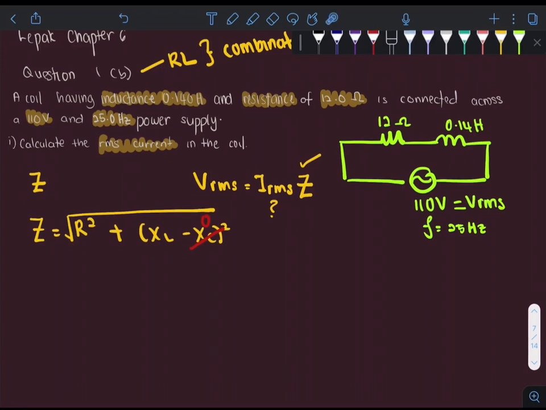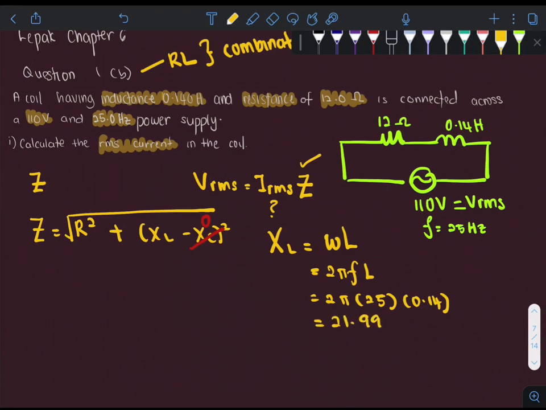Okay, so the value of the resistance is given in the question. However, we do not know XL to find the impedance. So we must first find XL. The equation to find XL is omega L, where omega equals 2 pi f. We have the value of frequency, 25 Hz, and the inductance is also given in the question. So we can now press our calculator. We will get our XL as 21.99 ohm.